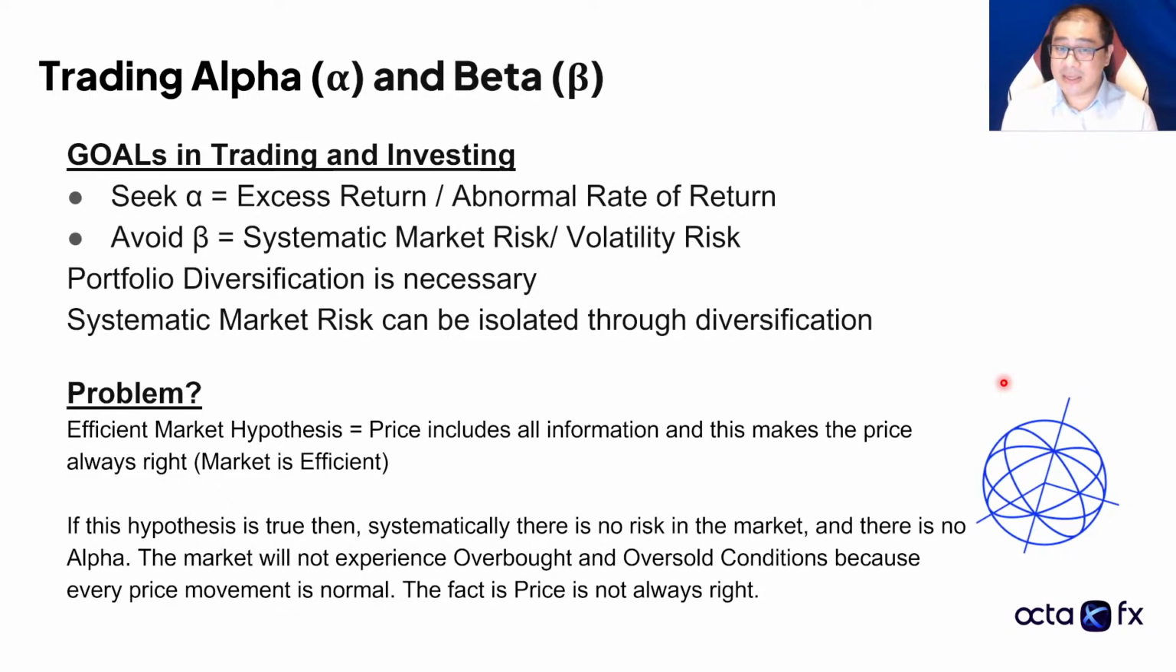And the reality is this logic doesn't apply, because I can explain it in one paragraph. If this efficient market hypothesis is true, then systematically there's going to be no risk in the market, because there's no alpha, no excess return, no abnormal rate of return, because everything is already priced into the market. There's no surprise in the market, right? The market will then never experience an overbought or oversold condition. You know why? Because every price movement is normal. There's not going to be an overbought or oversold condition, because that is abnormal.